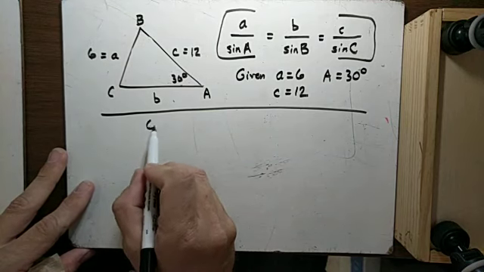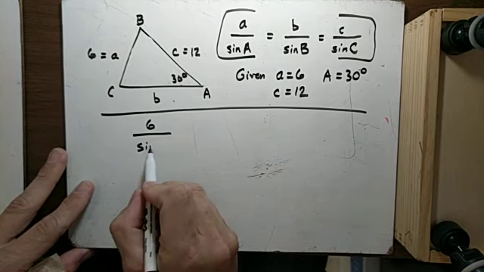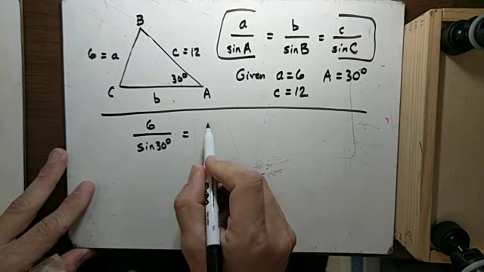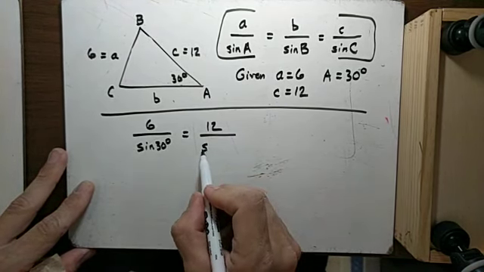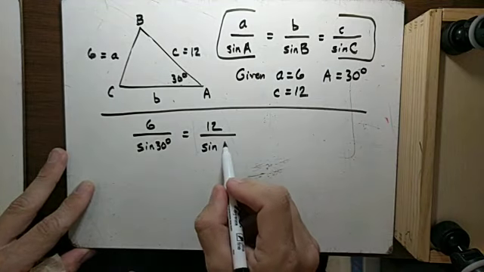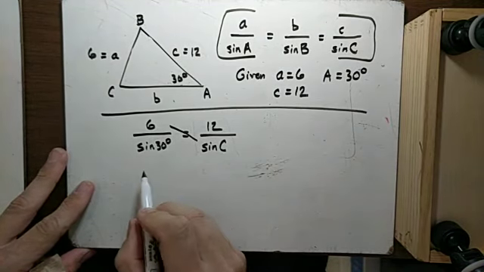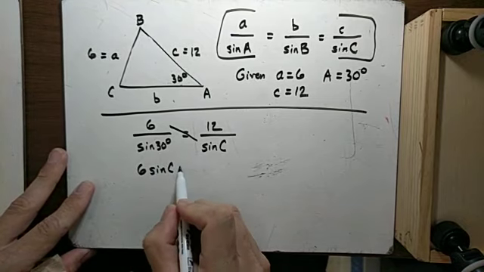All right, so what we're going to do is put 6 over the sine of 30 degrees, and put 12 over the sine of angle C, which we don't know, right? And again, we're going to cross multiply. Same stuff that I did before.